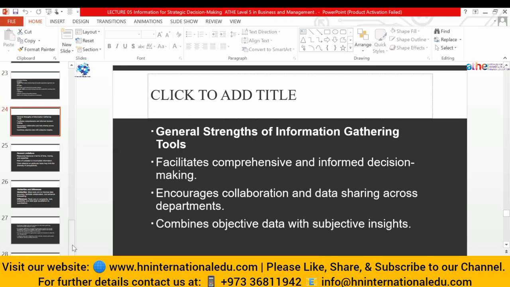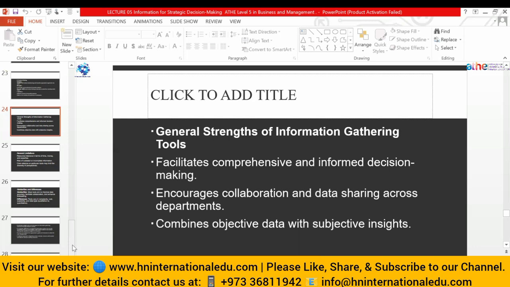Then we have general strengths. Till slide 23, we're done with all the points for indicative content. Now, these are the general things which are related to the question. General strengths of the information gathering tools. First is facilitates comprehensive and informed decision making. That is making it more in a summarized form. It just helps you out in perfect decision making.